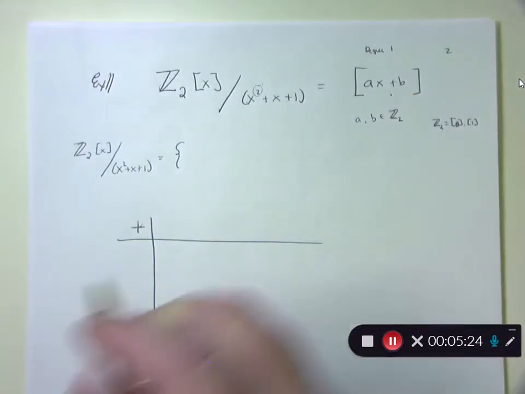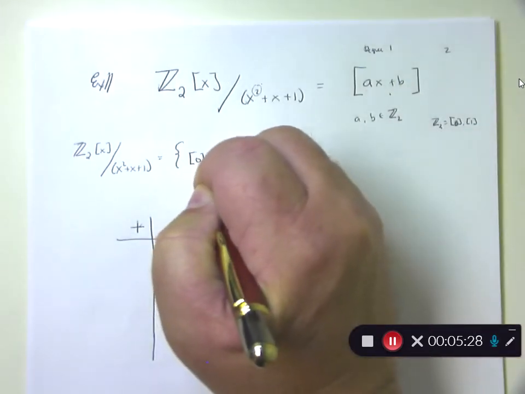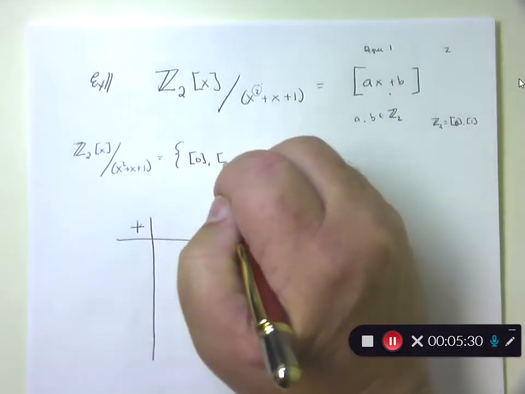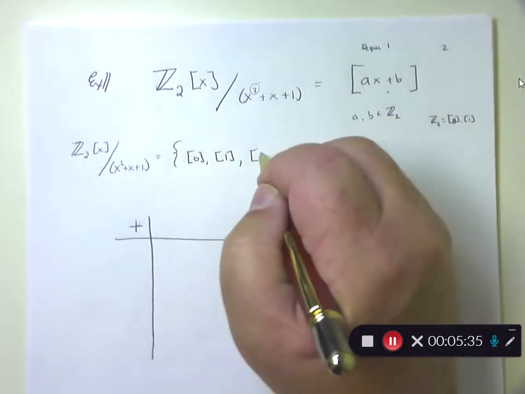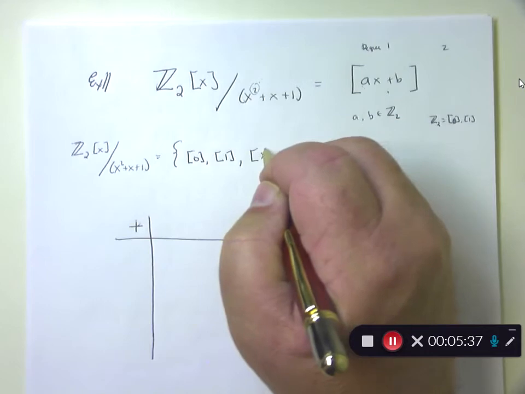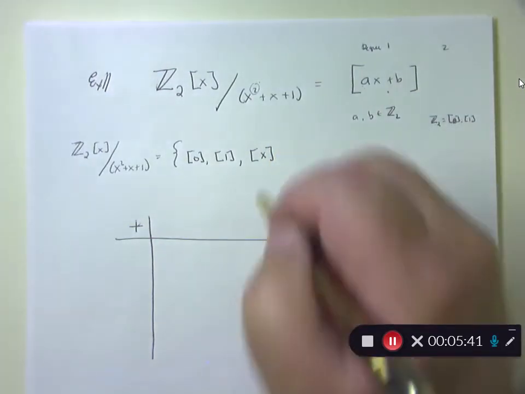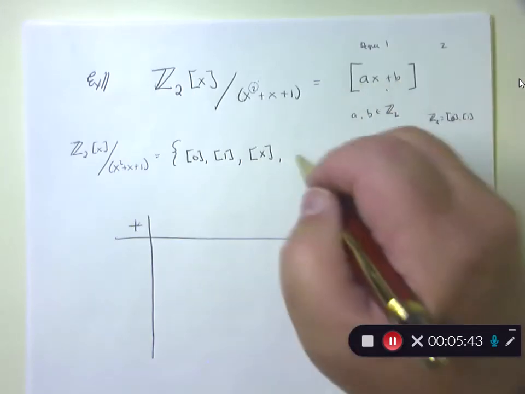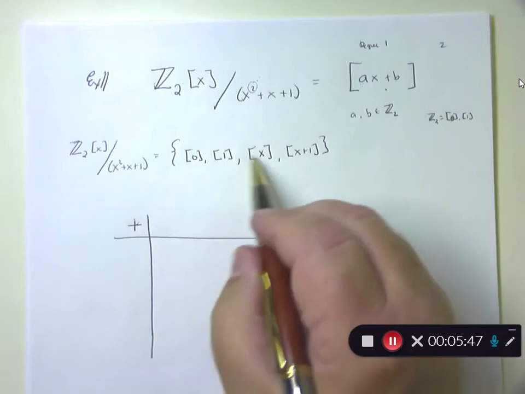The 4 equivalence classes are, let's make A equal to 0 and let's run the gamut on B. B could be 0, so you get the 0 equivalence class. B could be 1, you get the 1 equivalence class. A could be 1, that would be 1x, and B would be 0. And then the last one, A could be 1 and B could be 1. 1 and 1, that would be x plus 1. 1, 2, 3, 4. Got them all.